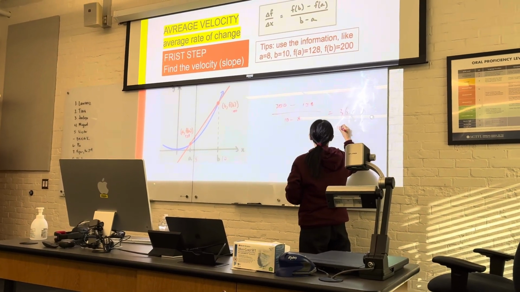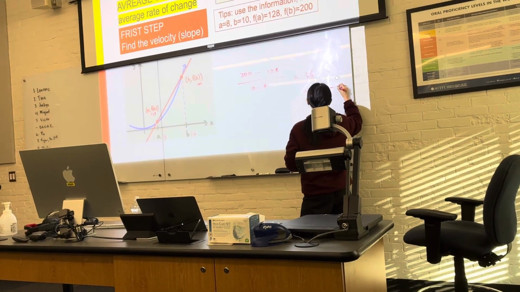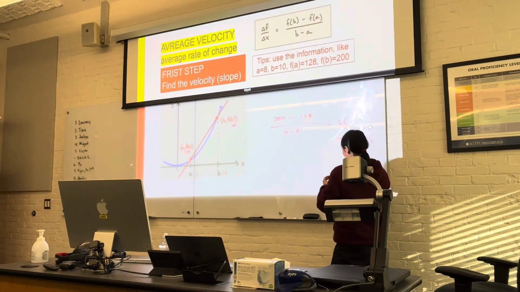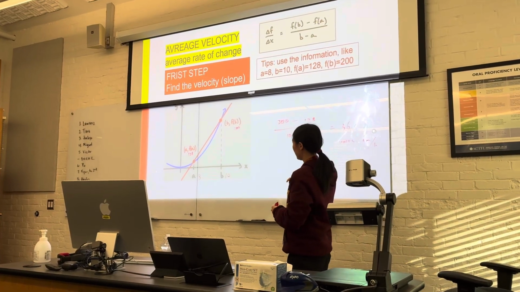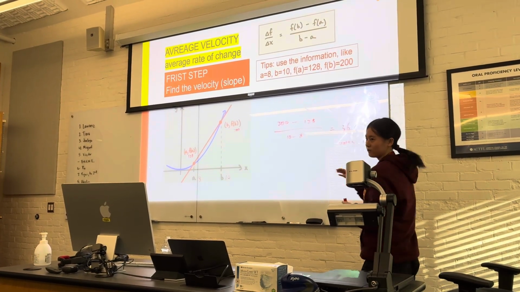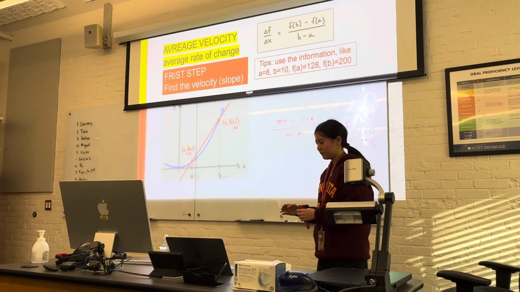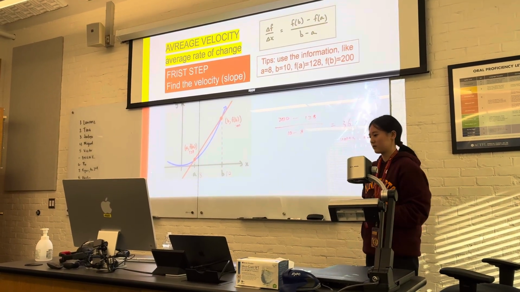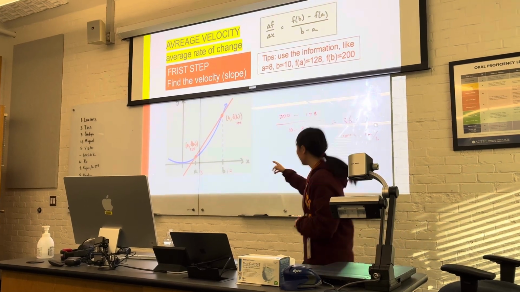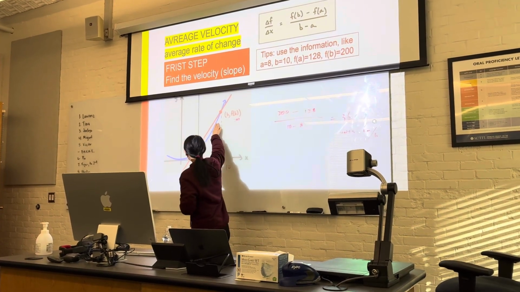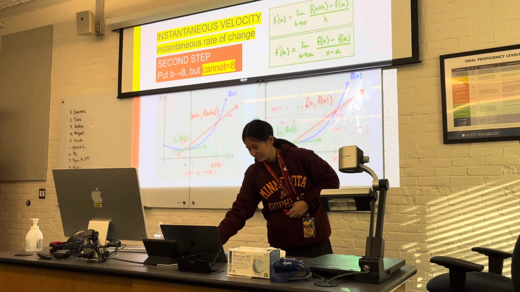And the unit is kilometers per hour. But this is just the average rate of change. It's your average velocity. But the question is, we want to find the instantaneous velocity at 8 a.m. So we can make B approach A. So it's the next step.